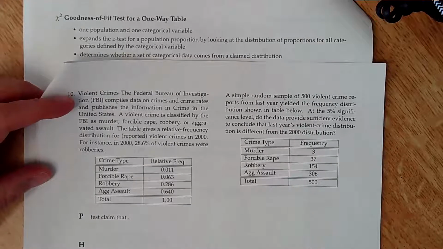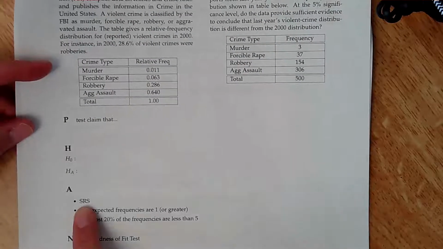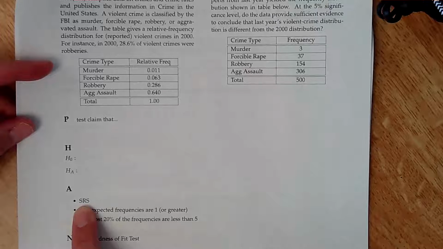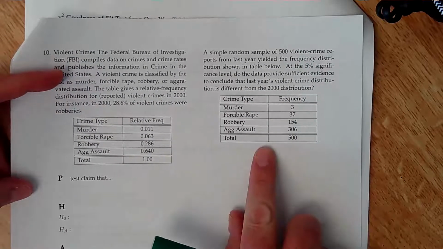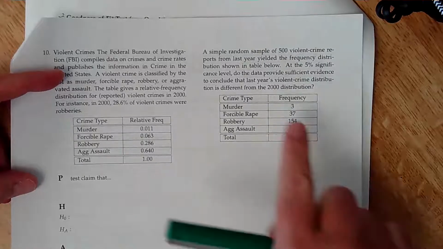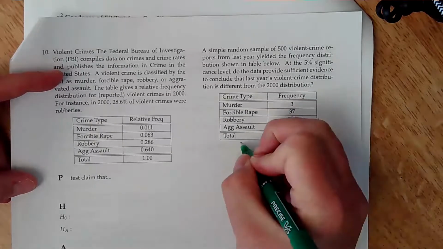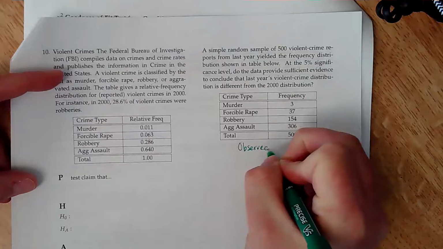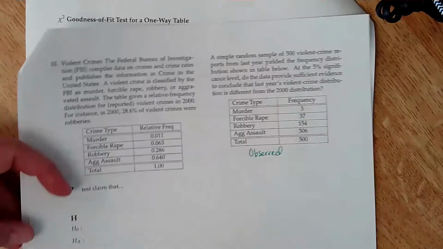We have 3 assumptions and conditions to check in order to use this process. So the first is that we have a random sample of some sort. Here they pulled a random sample of 500 violent crimes, and they counted up how many were in each category and then listed them. We will call these our observed values. So that would be our first assumption, that we have a random sample that we're working with.